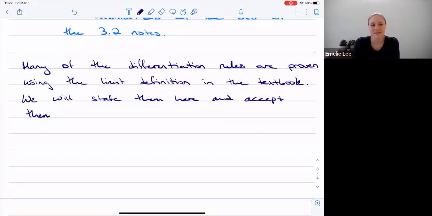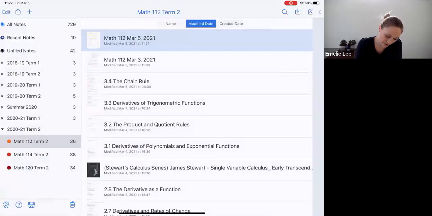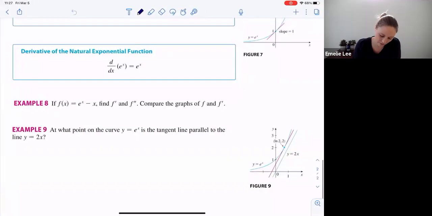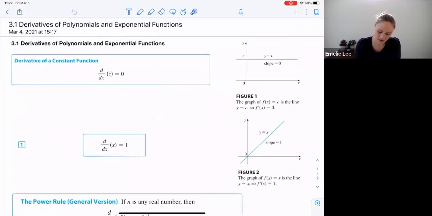If we were hardcore mathematicians, we would say, no, I need to see the proof first, and then I'll accept it as fact. But hopefully you guys are okay with just taking it as fact. First one is, and you'll notice that we're in the 3.1 notes here.